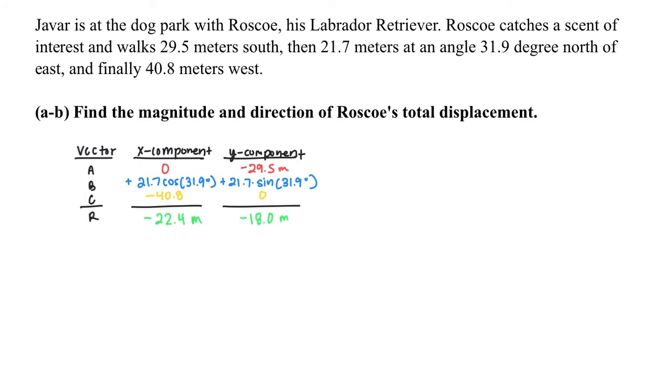I've gone ahead and copied our table over to a fresh workspace. So when I'm looking for the resultant vector, I will always draw my resultant vector triangle using the x and y components.